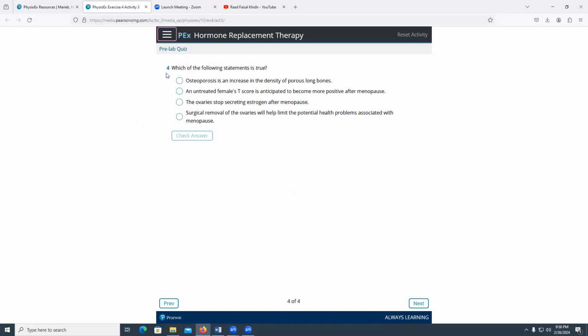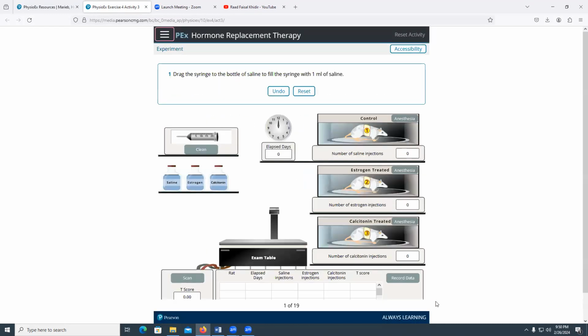Which of the following statements is true? Osteoporosis is an increase in the density of porous long bones. That's not true. An untreated female T-score is anticipated to become more positive after menopause. It will become less negative, but it will not become more positive. The ovaries stop secreting estrogen after menopause. That's actually true. Submit that.